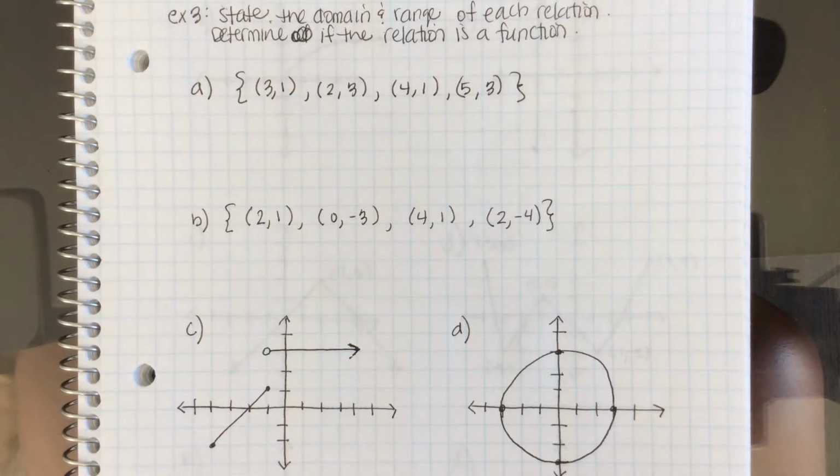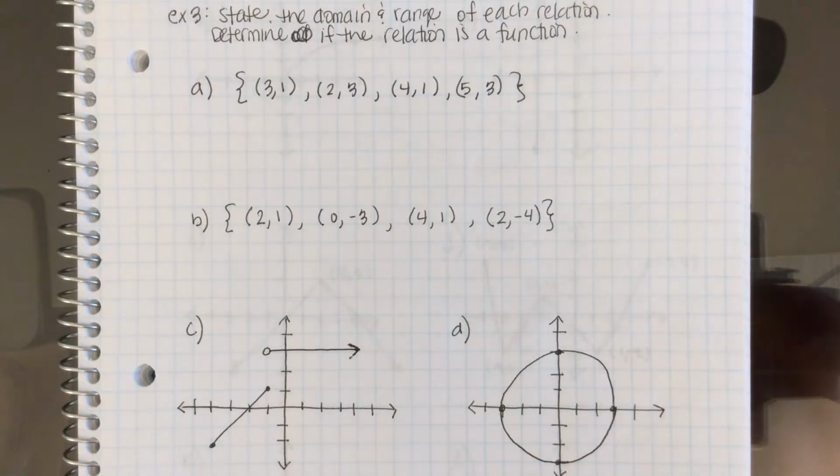Please copy down each example below. State the domain and range of each relation. Determine if the relation is a function. So in example A, I have my relation as 4 separate points.